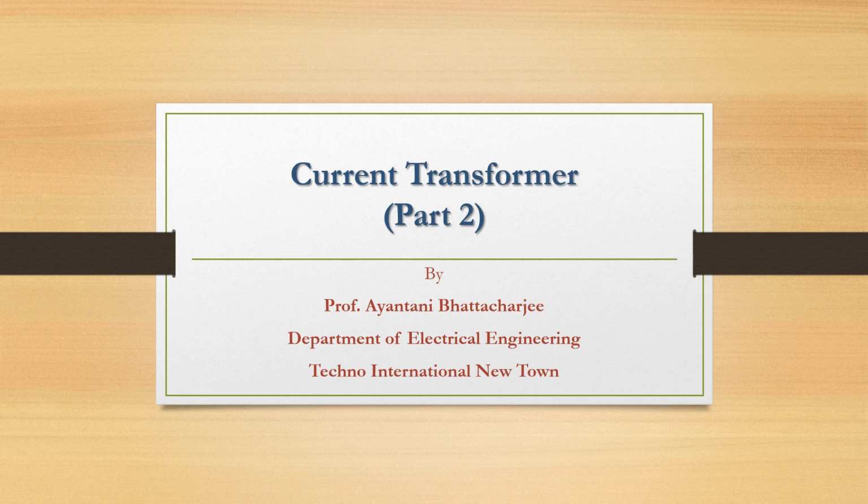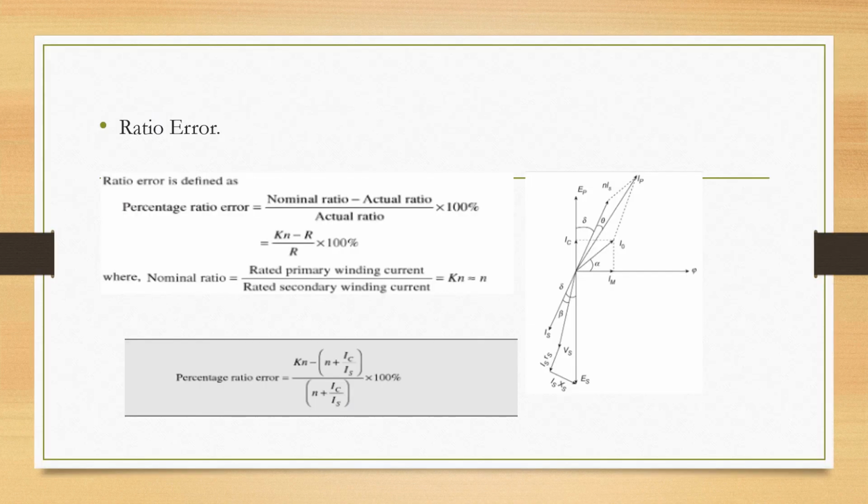Okay, today we will learn the next part of current transformer. Before going to today's lesson, we have to recapitulate what is ratio error and what is phase angle error. What is ratio error? This is basically the difference between the transformation ratio and the turns ratio of the CT. Transformation ratio is nothing but the ratio of rated primary current to the rated secondary current.